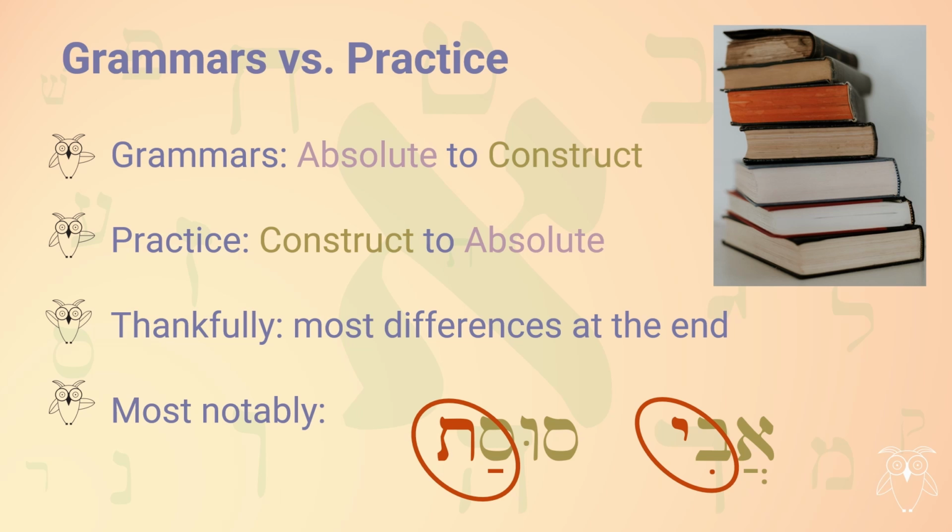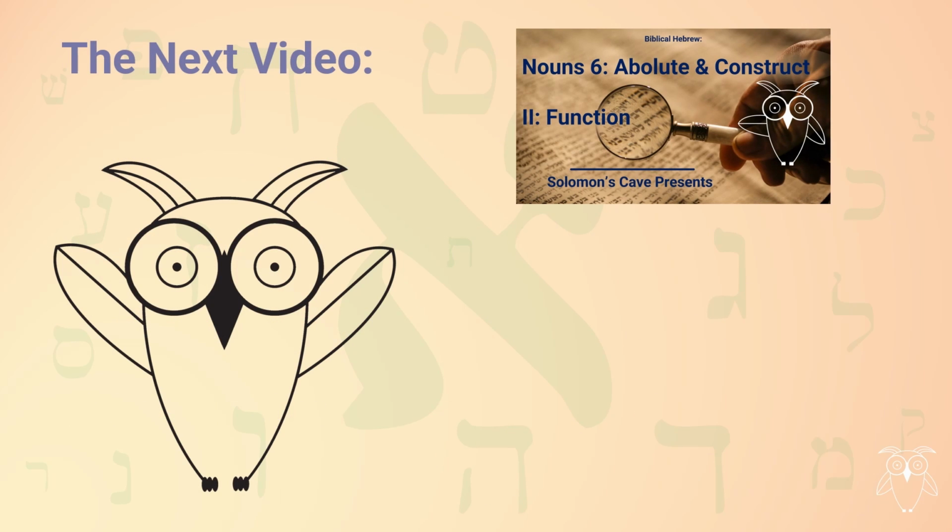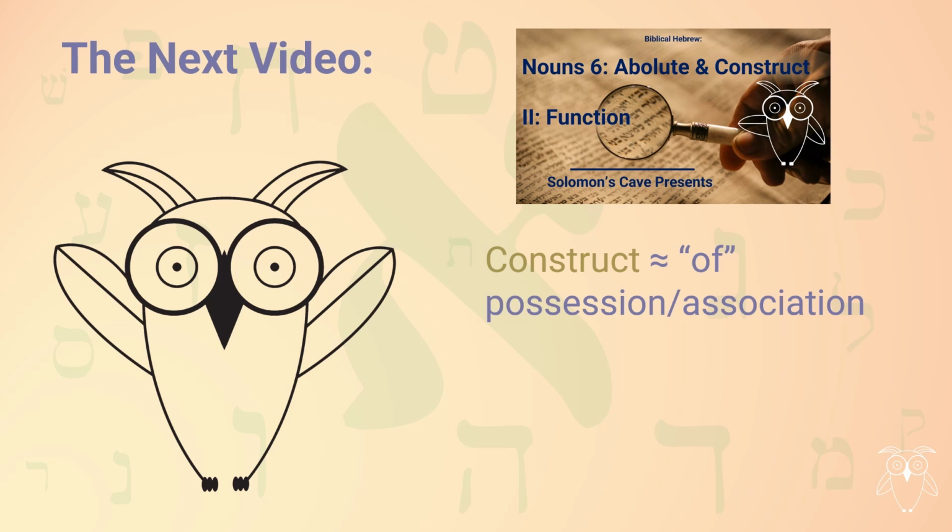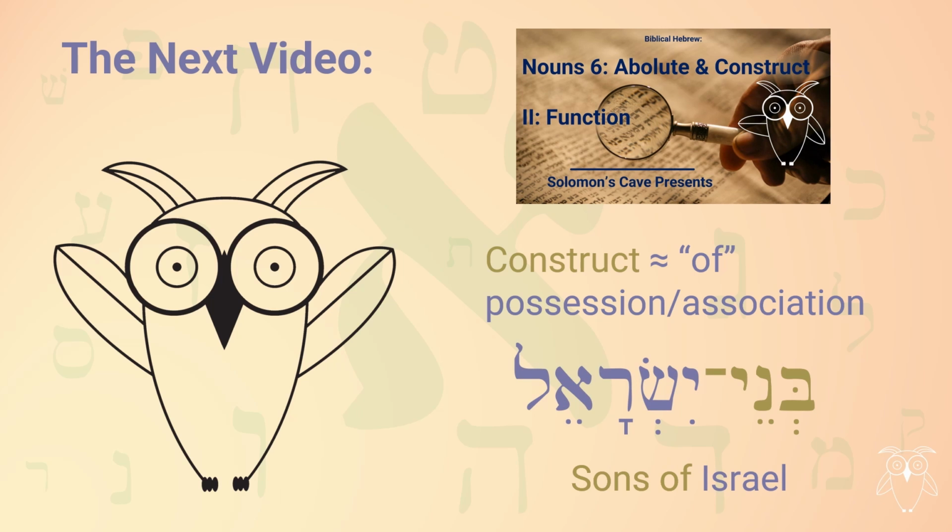So that was the forms of construct nouns. In the next video, we'll delve deeper into the meaning and function of construct nouns, but just to give you at least a little foretaste of what's to come. Whenever you see a noun in the construct state, think of the word of, or think of possession or association. This will not always work, but it should at least get you started. So, Bnei is sons of, and then Bnei Yisrael is sons of Israel, or Israelites. But again, more details in the next video.